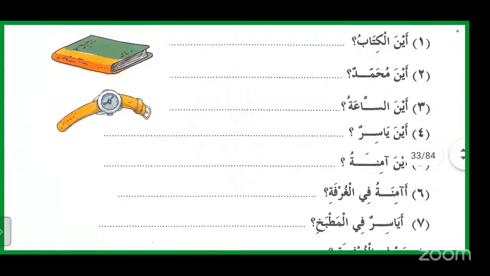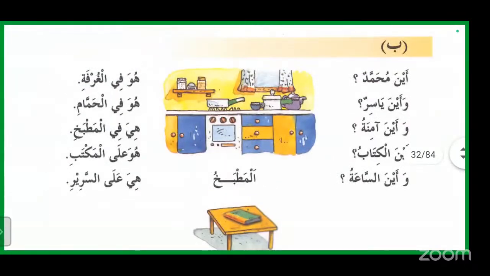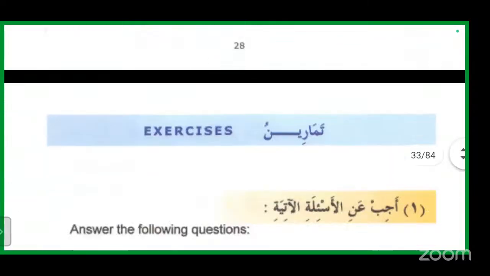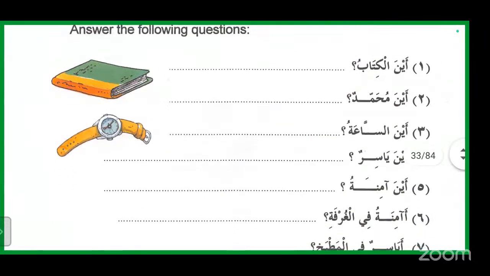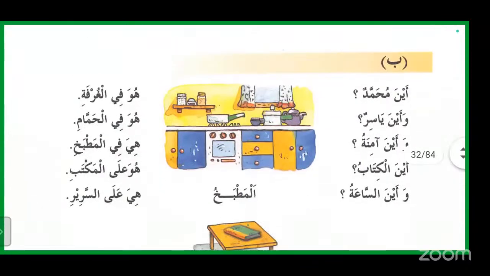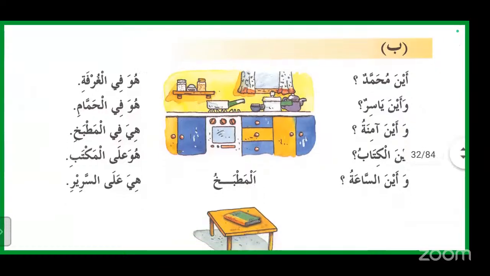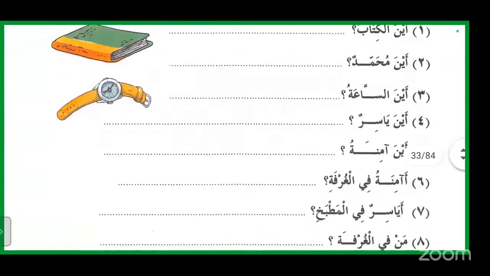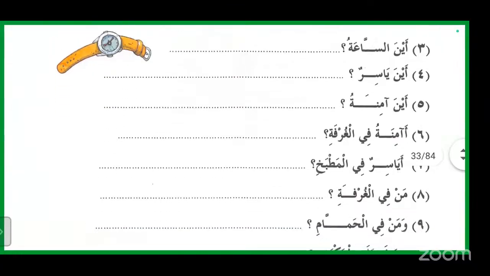أين ياسر؟ هو في الحمام. Correct. The fifth one: أين آمنة؟ هي في المطبخ. Correct. ما شاء الله. Very good. Next one. Question number 6.